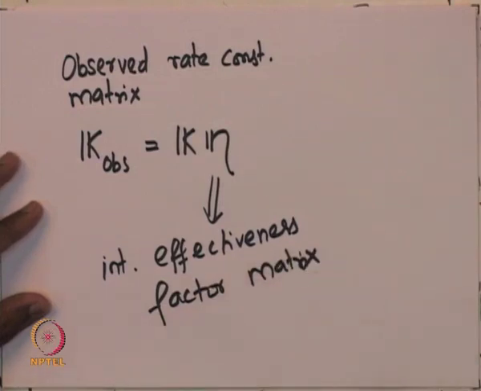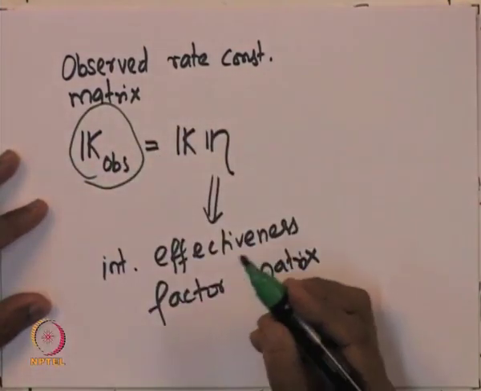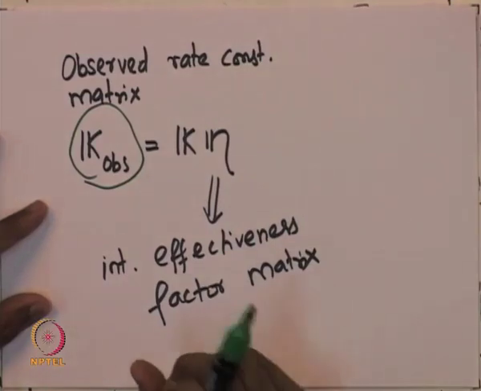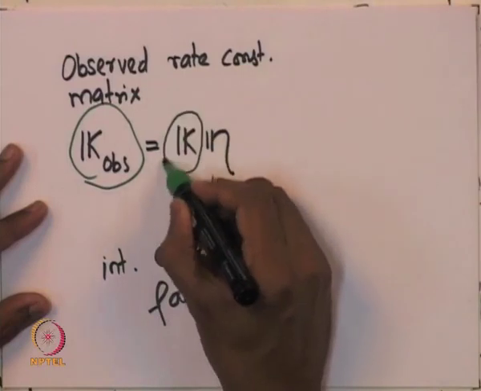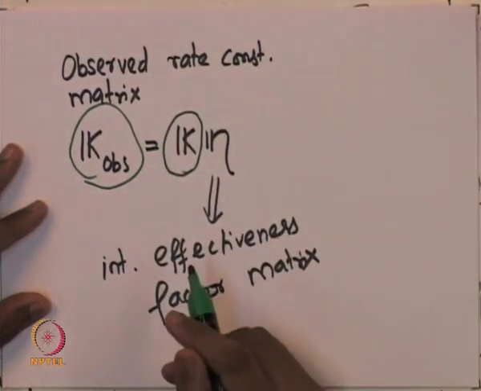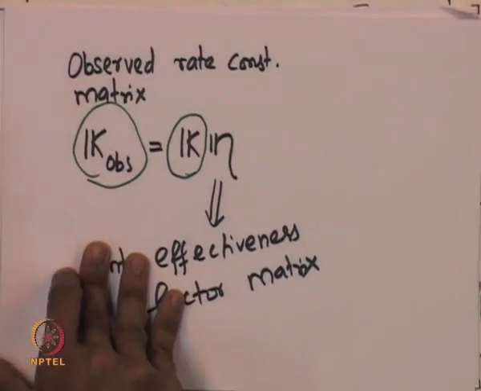In the presence of the internal diffusion, the reaction rate that is observed is actually falsified. The observed reaction rate, which is given by this matrix, an n cross n matrix containing all the reaction kinetics rate constants, is given by the true rate constants multiplied by the corresponding effectiveness factor matrix. So, what is this effectiveness factor vector?